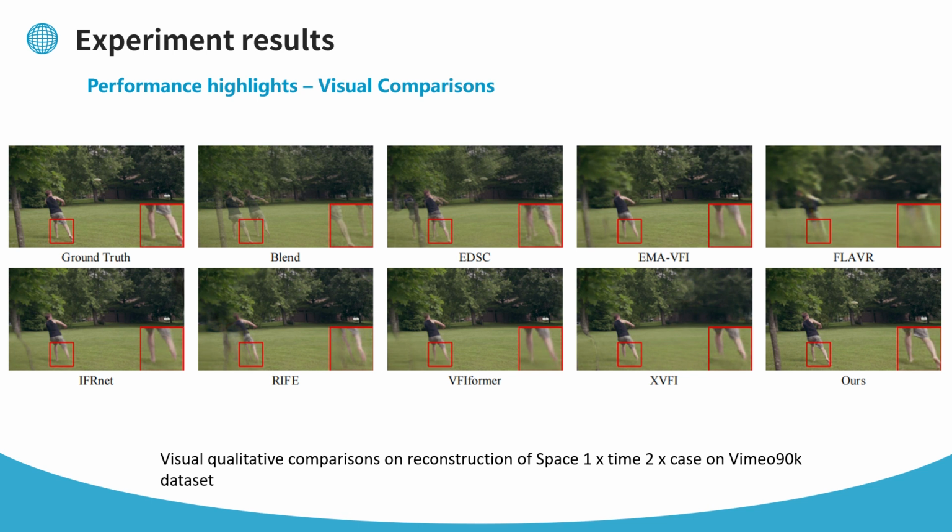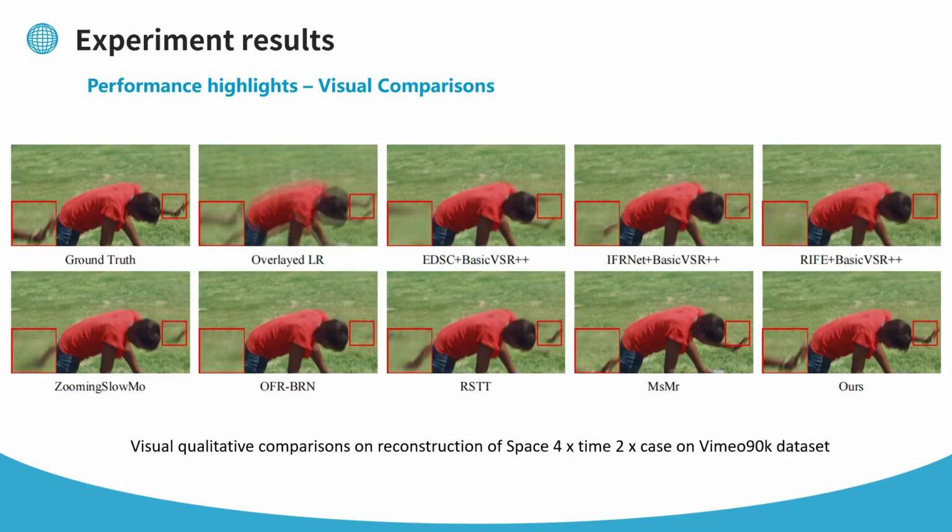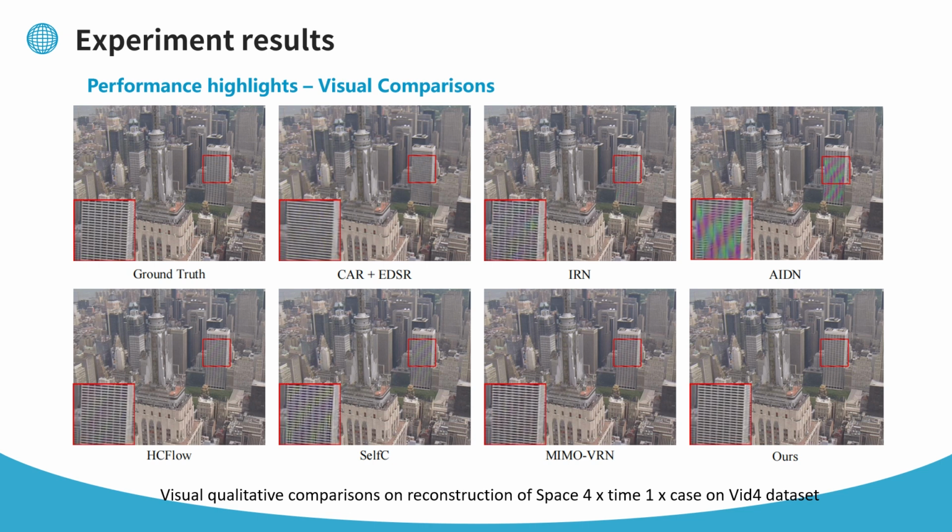This slide shows visual qualitative comparisons for the time 2 times space 1 times case on the Vid4 dataset, compared to methods like FLAVR, MA-VFI, and VFIformer, which tend to produce noticeable blurring artifacts, especially in regions with significant nonlinear motion. Our method reconstructs sharper details and preserves motion more faithfully, resulting in outputs that are visually closer to the ground truth. Under other space-time resampling factors, our method also shows significant advantages.